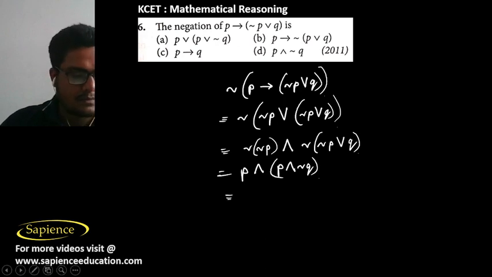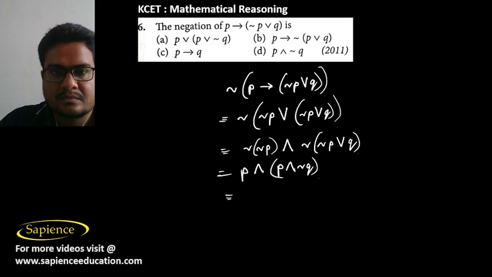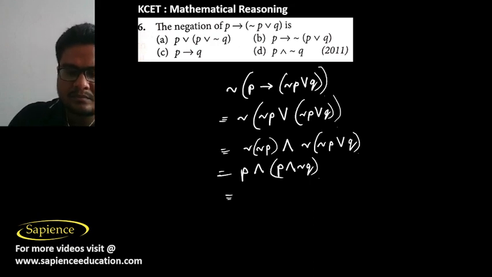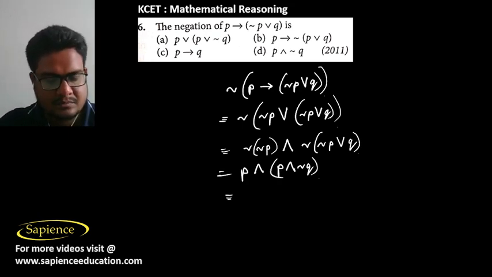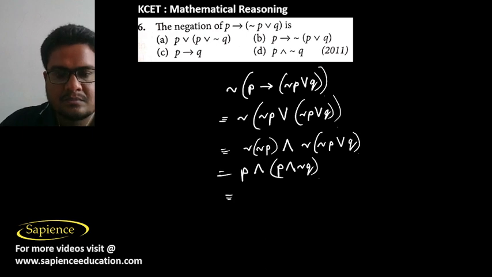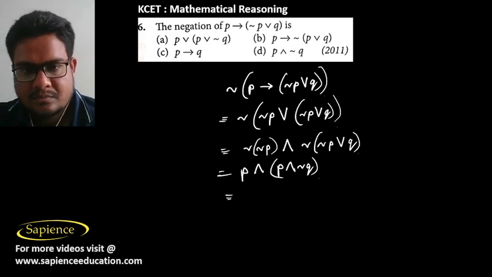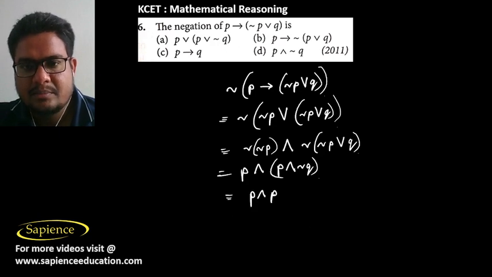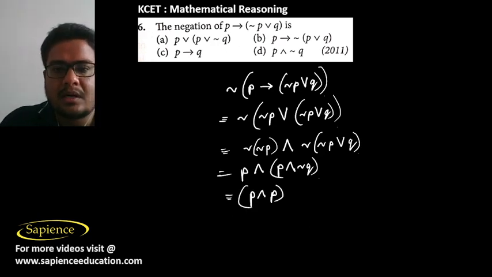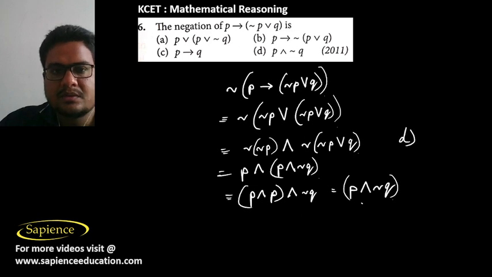So this we can write P and P. If we apply the associative law, P and P and not Q. So P and P means P only. So this is P and not Q. Option D is the correct answer.